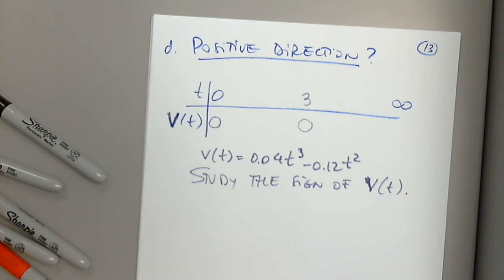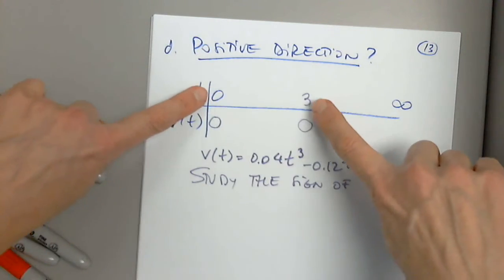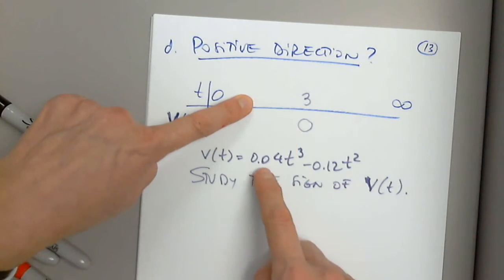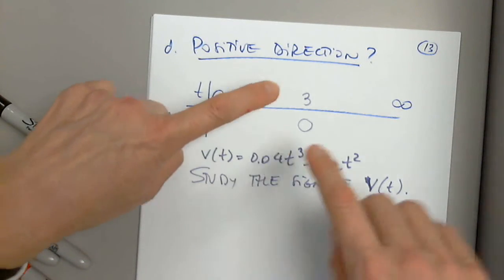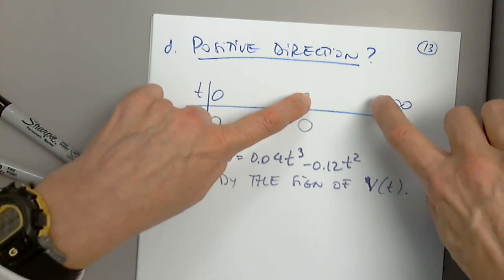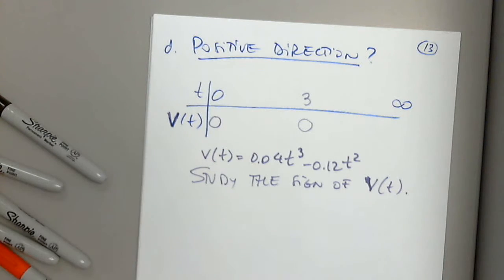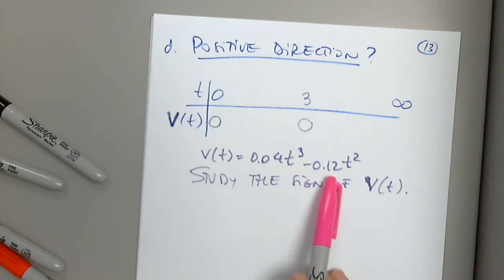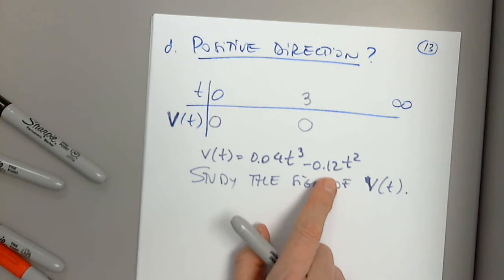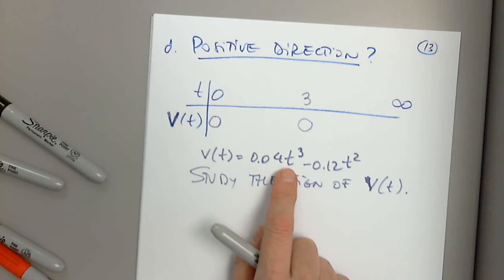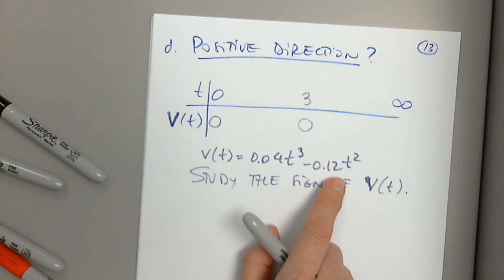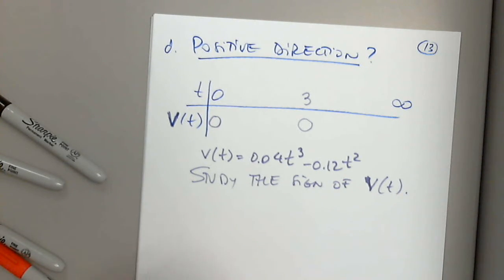So one way would be to simply pick a number between 0 and 3, like 1, and plug it in and give me the sign, and another number between 3 and infinity, like 10, plug it in and give me the sign. So if we plug in 1, which of these two is bigger? Well, obviously, this one will be bigger, right? 0.04 minus 0.12 is negative 0.08. So the sign of the velocity between 0 and 3 is negative.